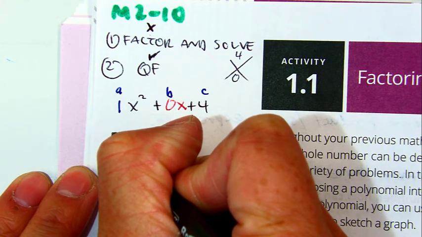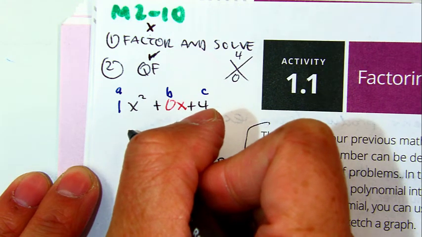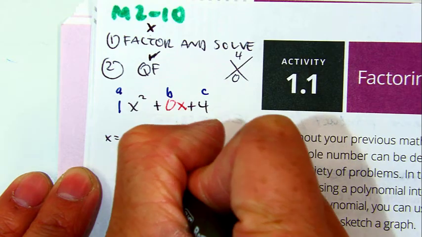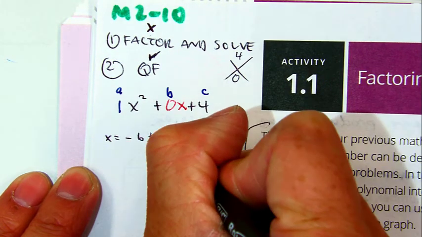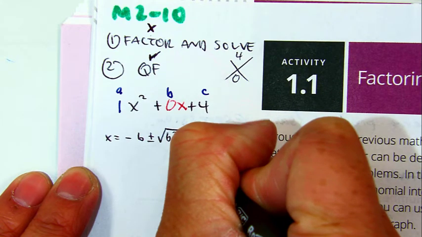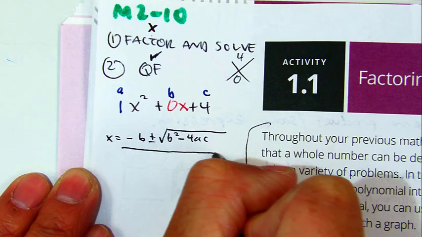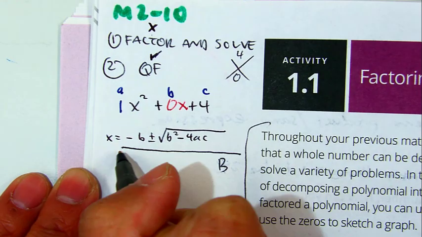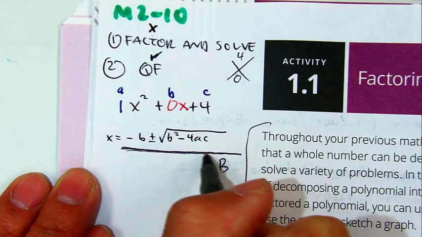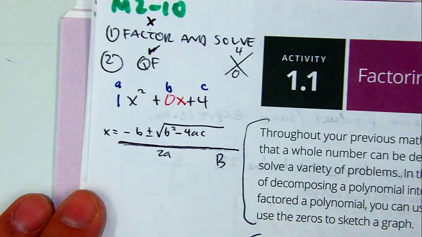So, x equals negative b plus or minus the square root of b squared minus 4ac. Okay, this was a common mistake last class. I saw multiple students. Draw a long fraction line. A long fraction line. That b there doesn't exist.